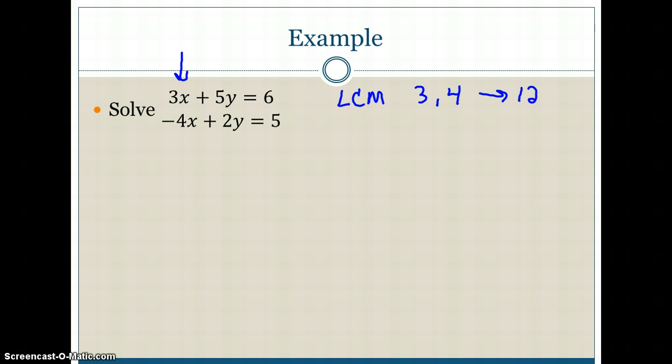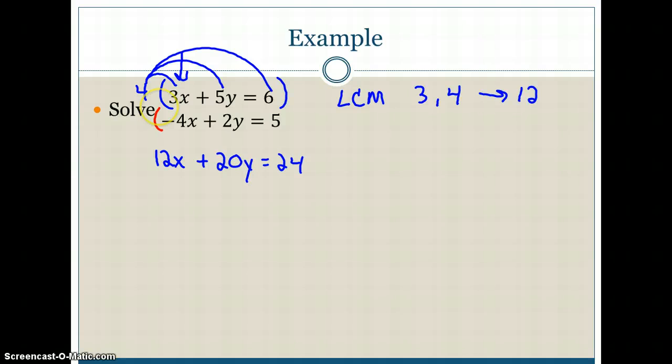It's 12. So what we have to think of is, what do I have to multiply 3 by to get 12? And what do I have to multiply 4 by to get 12? So as we go through this, I'm going to take my top equation and multiply every single term by 4, because 4 times 3 will give me 12. So what that does is I get 12x plus 20y equals 24. That 4 gets distributed to all 3 terms in that equation.